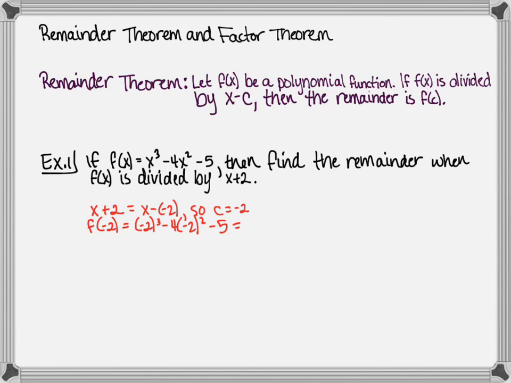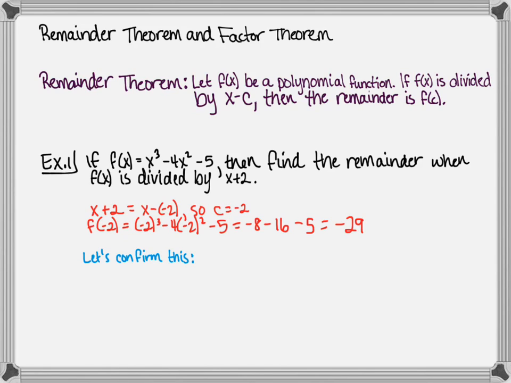So negative 2 cubed minus 4 times negative 2 squared minus 5. Let's see what that equals. It's negative 8 minus 16 minus 5, which is negative 29. So our remainder should be negative 29. Now let's check that by using synthetic division.